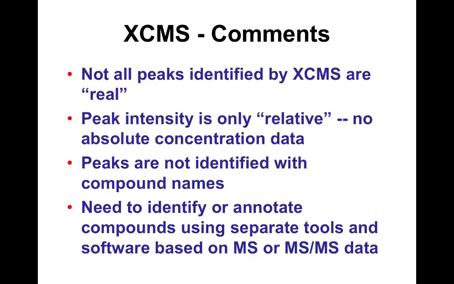Now, as I've highlighted before, when you're looking at LCMS data, there's lots of peaks, tens of thousands of peaks. A lot of them are not necessarily real. The peak intensities that are recorded are only relative, so with XCMS you do not get concentration data, unlike with, say, GC AutoFit, or unlike with Bayesil or Chenomx. Peaks aren't identified with compound names, so in order to annotate the compounds, you have to go to separate tools, say METLIN or HMDB, to use either the MS or tandem mass data.